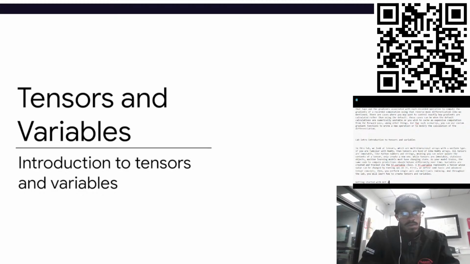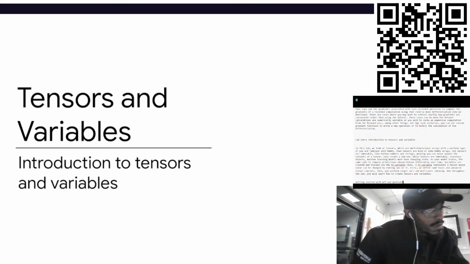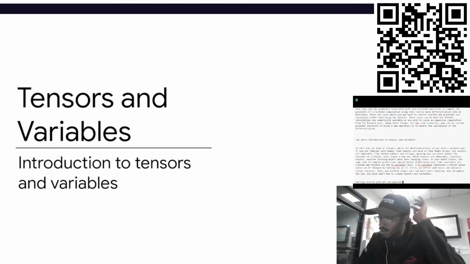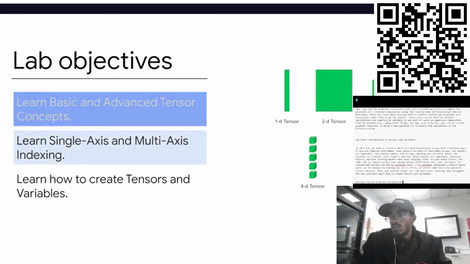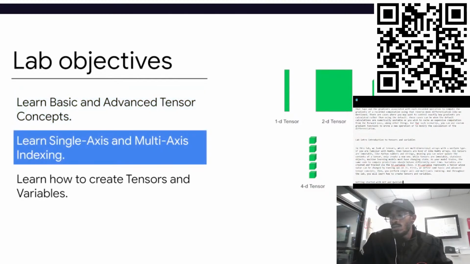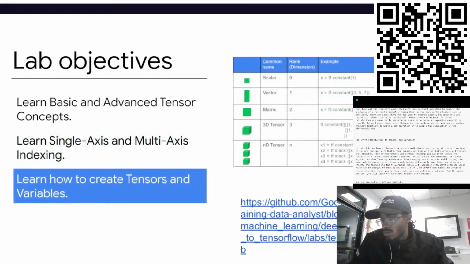While tensors are immutable stateless objects, machine learning models must have changing state. As your model trains, the same code to compute predictions should behave differently over time. Variables are created and tracked via the tf.Variable class. A tf.Variable represents a tensor whose value can be changed by running ops on it. First, we define some basic and advanced tensor concepts. Then you perform single-axis and multi-axis indexing. And throughout the lab, you will learn how to create tensors and variables.